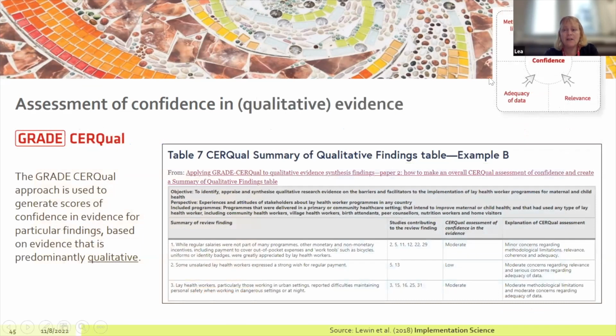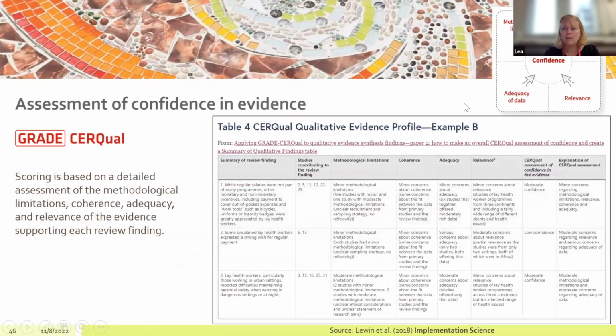This is the kind of thing you get. You would have a summary of each of your key findings from your work, your paper, for example, the studies that provide the evidence to underpin those findings, an assessment of overall confidence, low, medium, or high, and then an explanation. So this would be what would be in your final publication or paper. So you have a confidence rating and explanation around it. And that comes from a more detailed assessment.